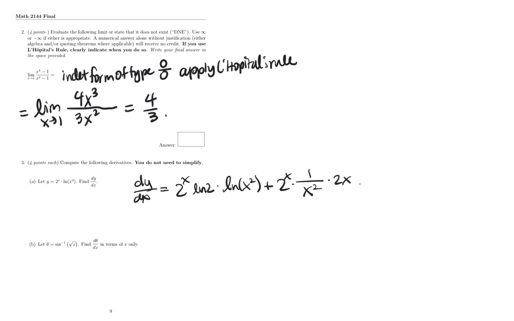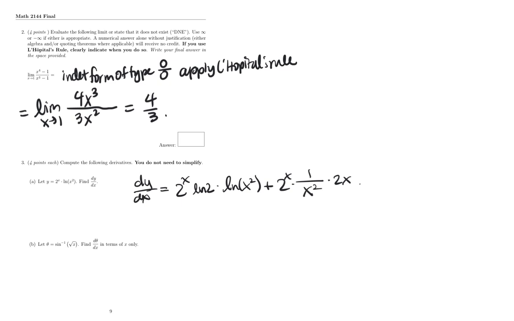The next one, I have theta equals sine inverse of square root of x. Find d theta dx in terms of x only. Okay, so what we'll need to do is I need to know the derivative rule for the derivative of sine inverse. So probably that should be something that you put on your note card. So take a look at that.